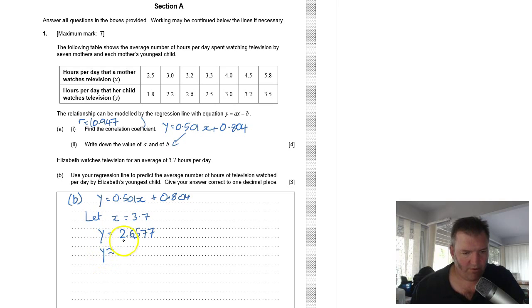So y is approximately equal to 2.66 hours. And there you go. Correct to 1 decimal place. Make sure you read the questions more closely than I did there. Where's my cursor? There it is. So I should have just rounded that to approximately 2.7 hours. And of course it makes more sense to keep it to 1 decimal place because that's what all of the values were in our data set.